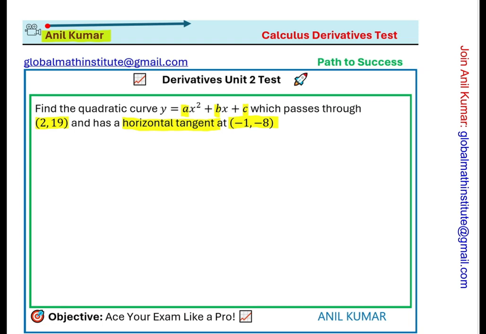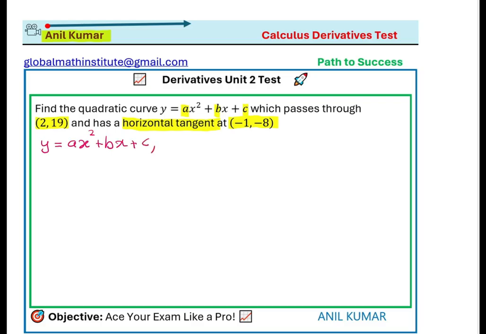So let's begin with the solution. Equation is given to us as y equals ax square plus bx plus c. Now we're going to substitute the values 2 and 19 for x and y, since that is a point on the curve. Let's call this point A for now. So 19 is the value of y when x is 2, right? So we can write like this, correct?